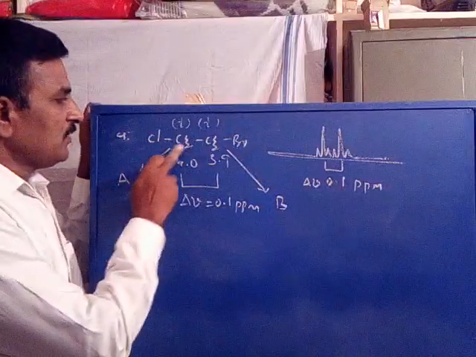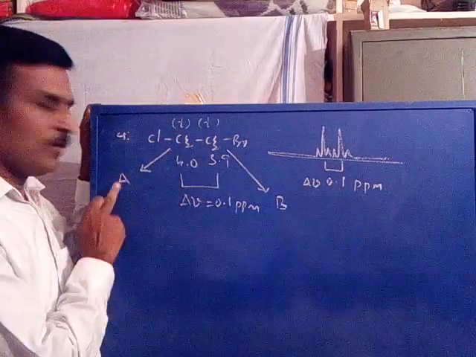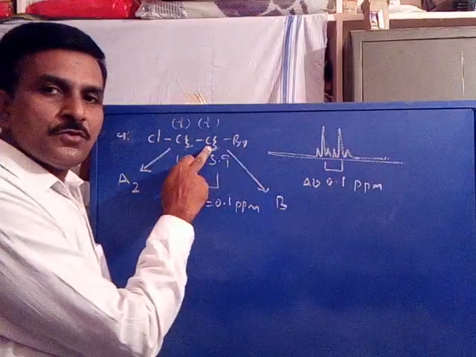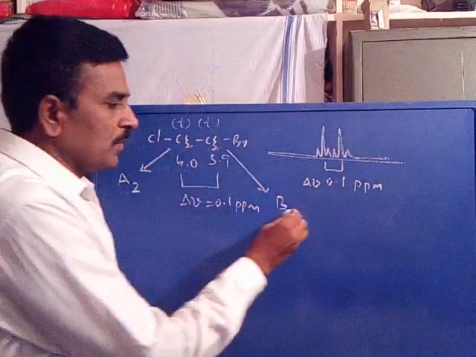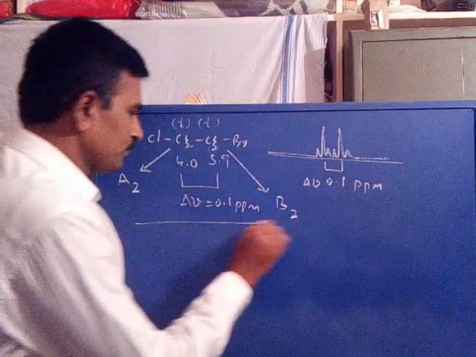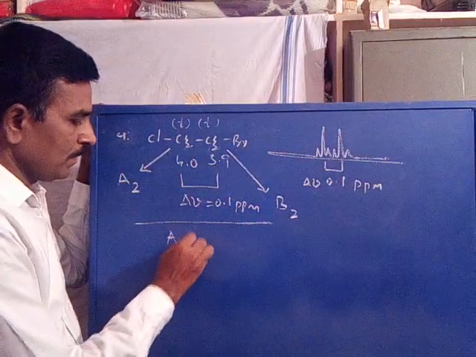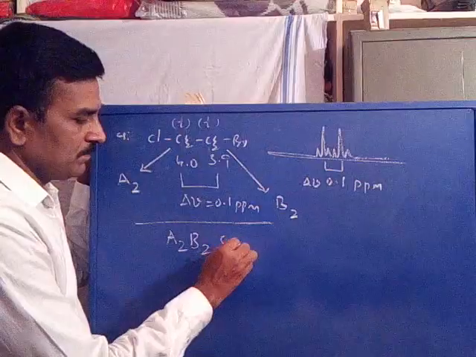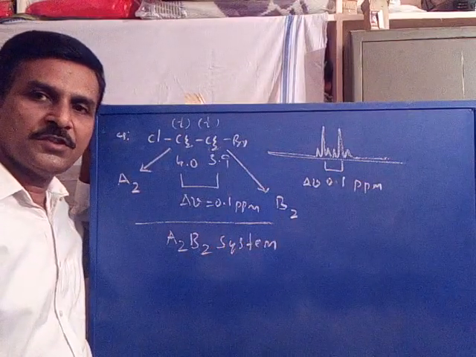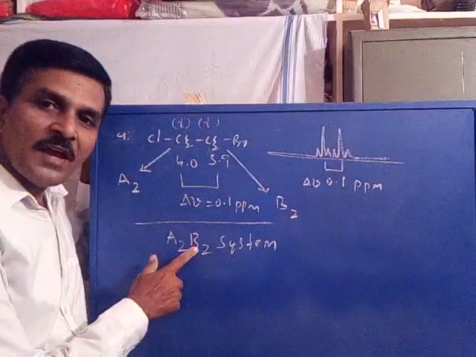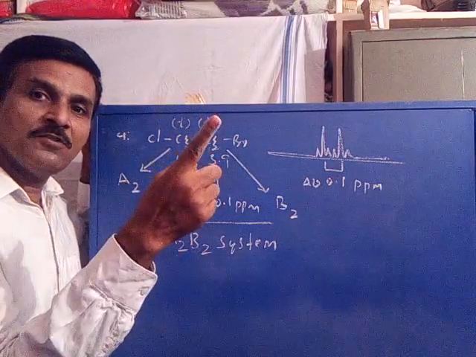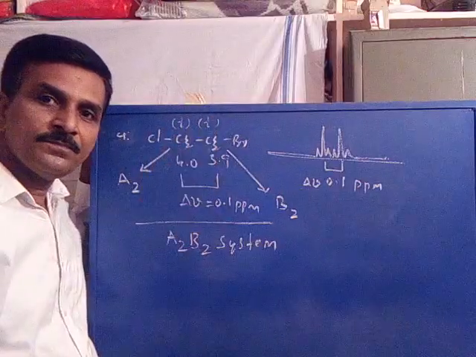Now the CH2Cl group has 2 protons, therefore it becomes A2. The other CH2Br also has 2 protons, it becomes B2. The whole becomes A2B2 system.